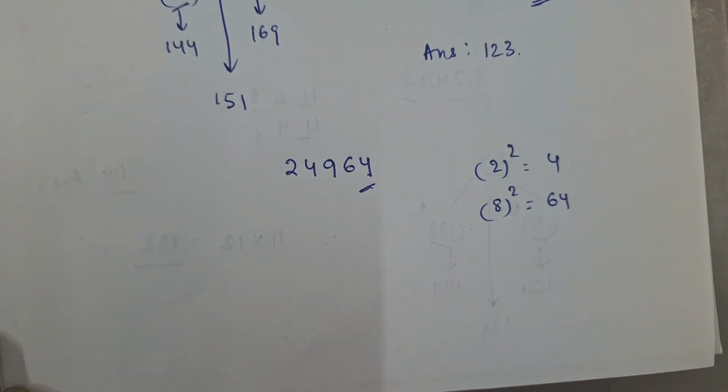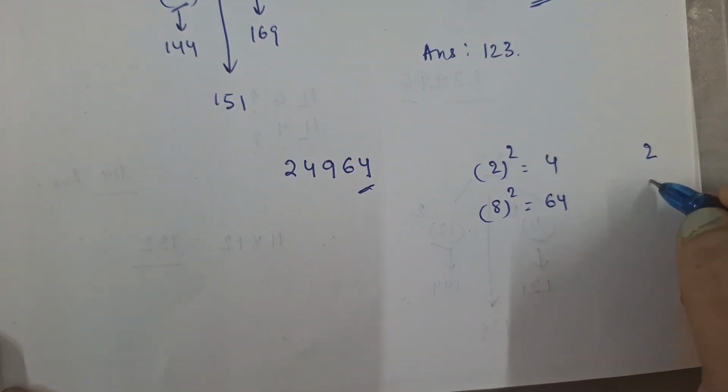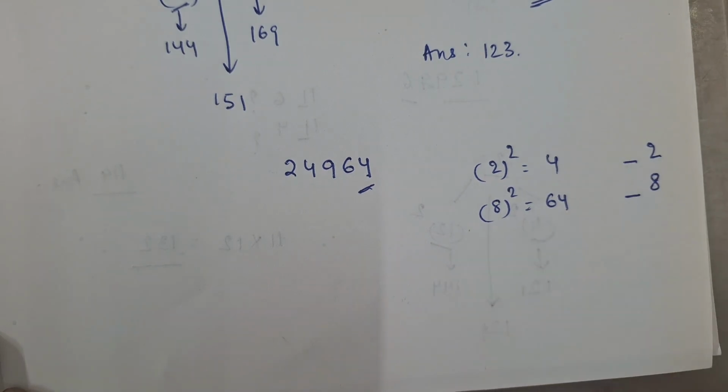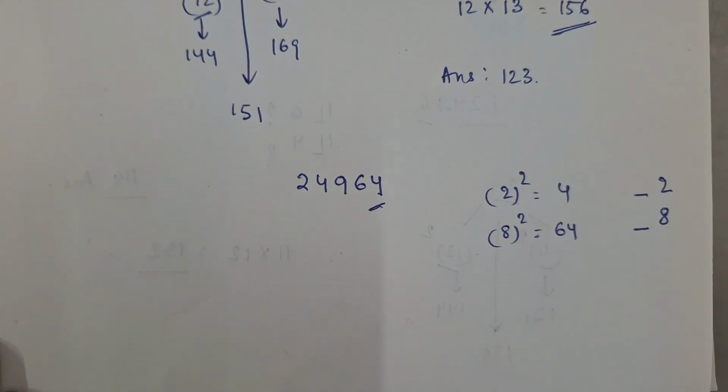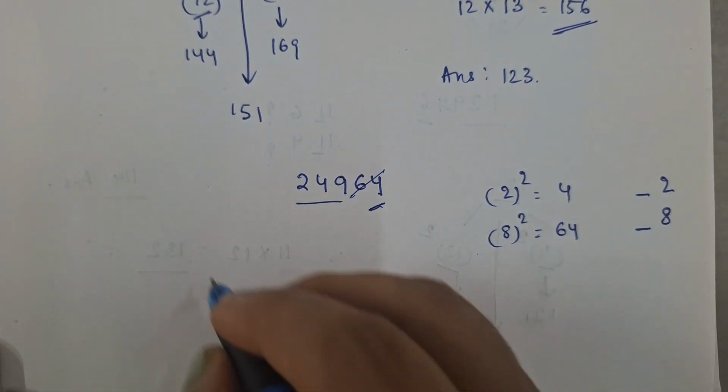So we have two possibilities. Either the number will end with 2 or it will end with 8, and we will have to find out the digits before this. Now for that, what we will do is strike out these two digits and concentrate on 249.